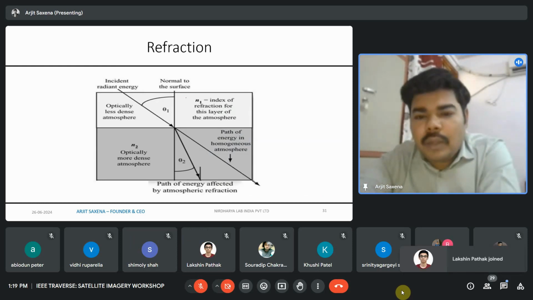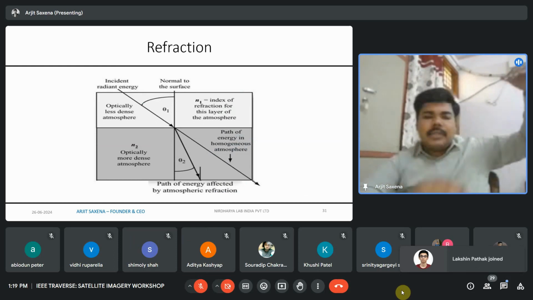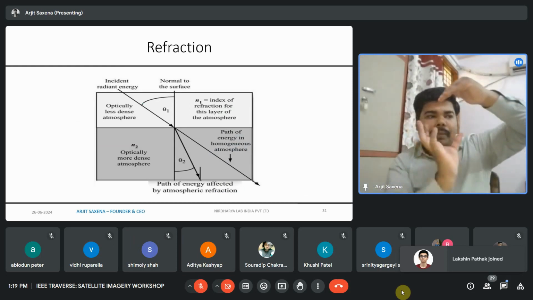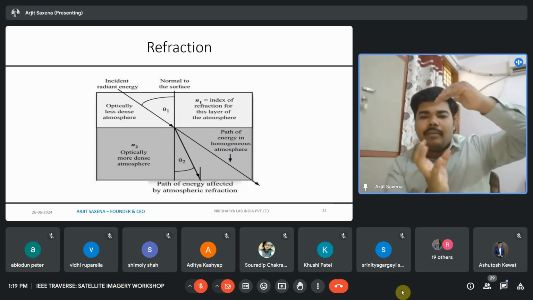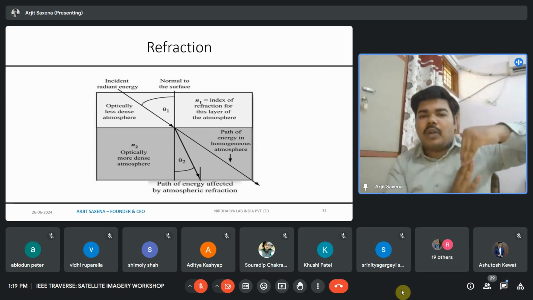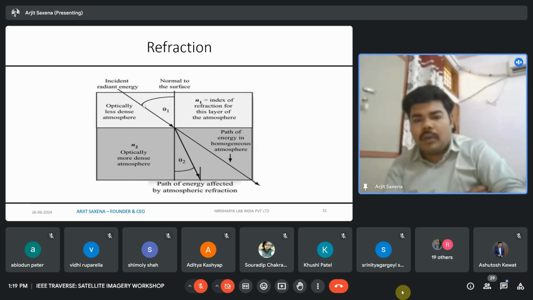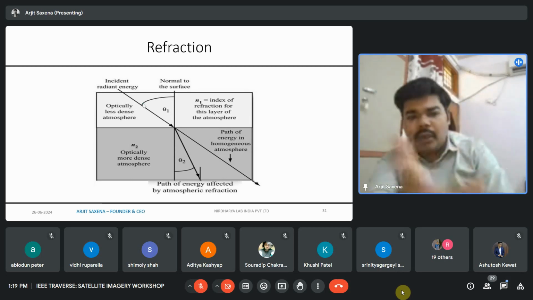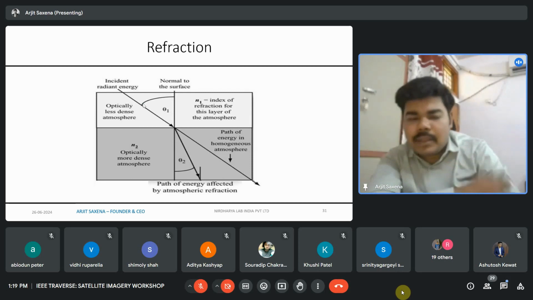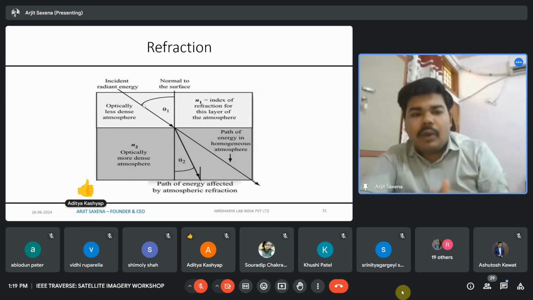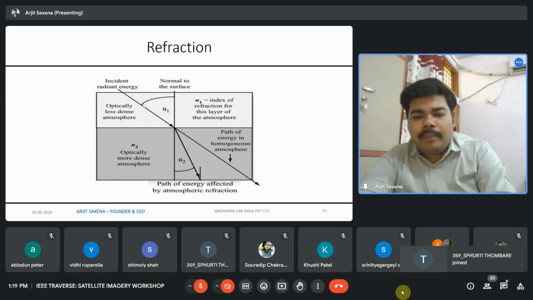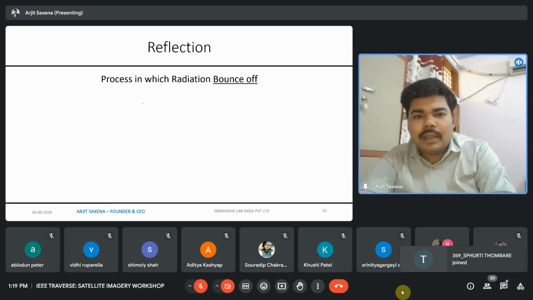Then refraction. Refraction is when you are transmitting an incident ray and there is a medium, like vacuum or some other medium, so it gets refracted towards that. I hope you guys have studied this in your class 12 in optics. This is very basic. So this is a plain example of refraction.